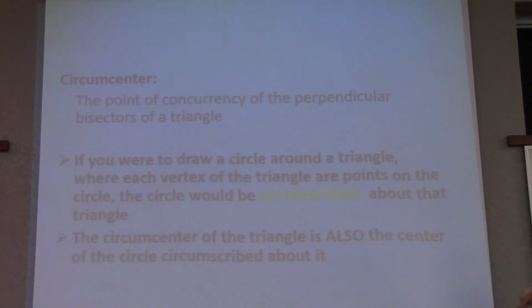So if you have a triangle, you can put a circle around. It would touch each vertex, and the center of that circle is what we call the circumcenter. If you were to draw it around, we call that to circumscribe. If it's inside the triangle, it'd be inscribed. So circumscribed goes around a triangle, and we'll look at properties with that, and then we'll also look at an inscribed triangle as well.